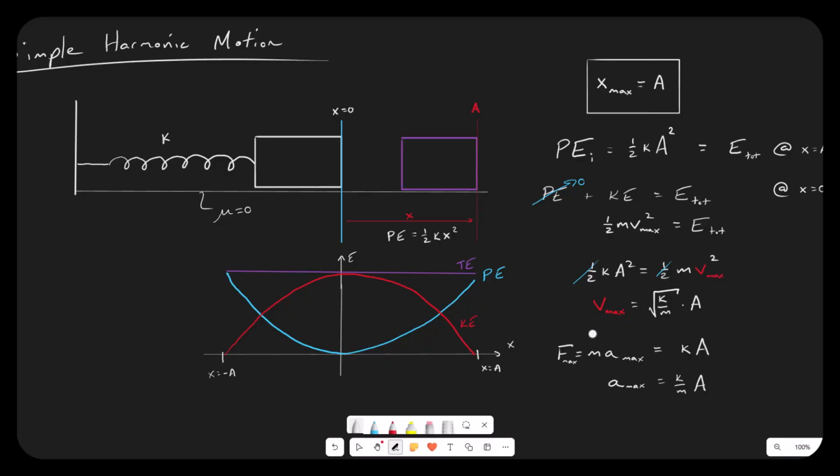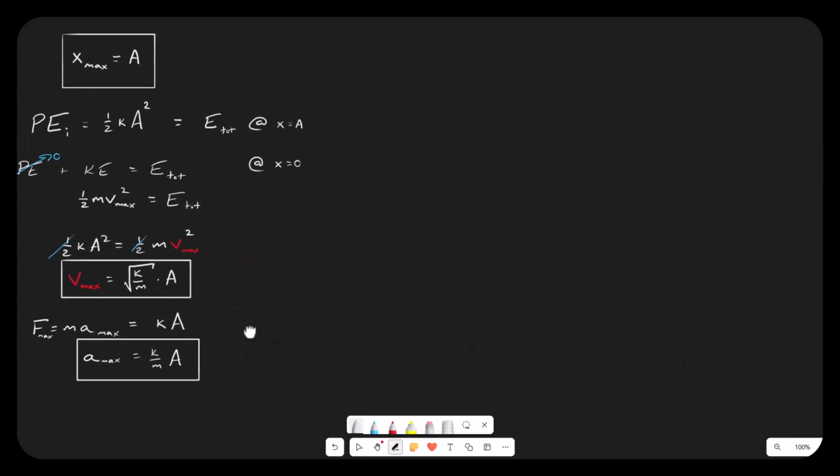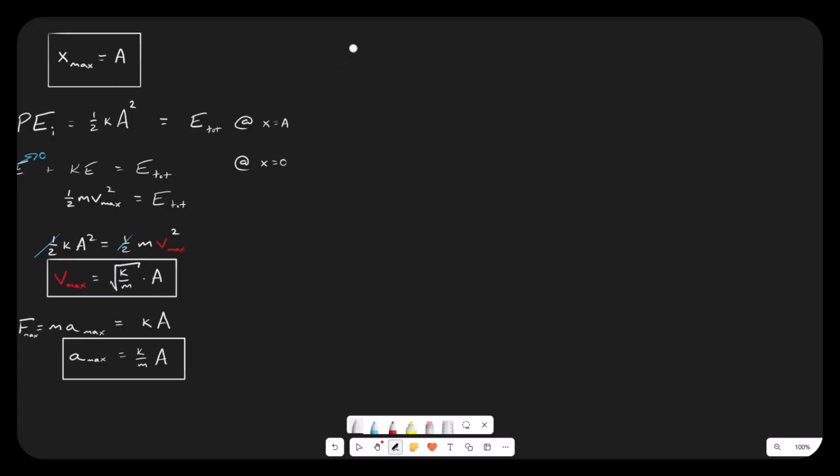I've got this equation for my maximum position, this one for my maximum speed, this one for my maximum acceleration. So it would be really great if that k over m were a quantity that I could work with, and it is. K over m happens to be equal to the square of the natural frequency, which means I can write this set of equations really cleanly.